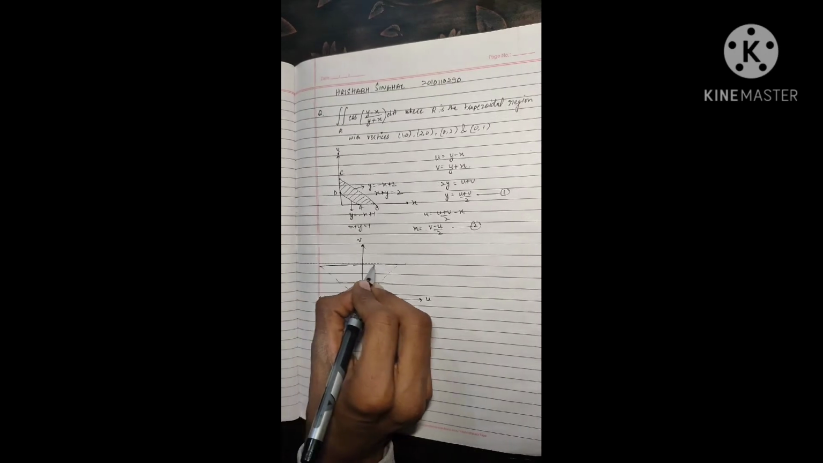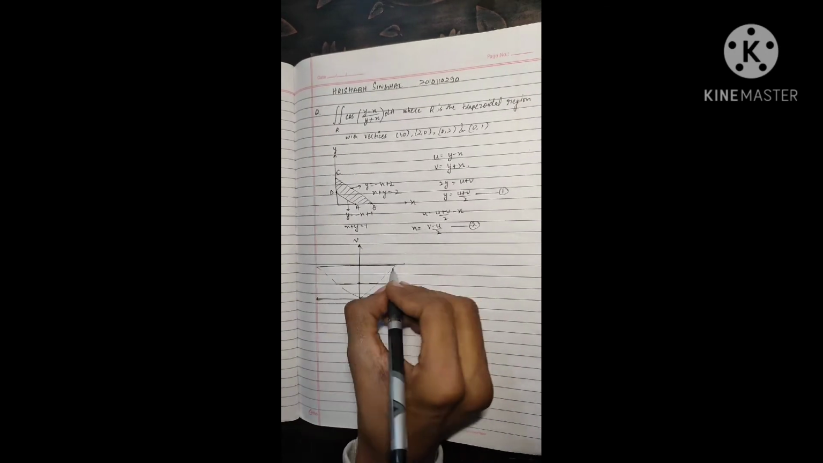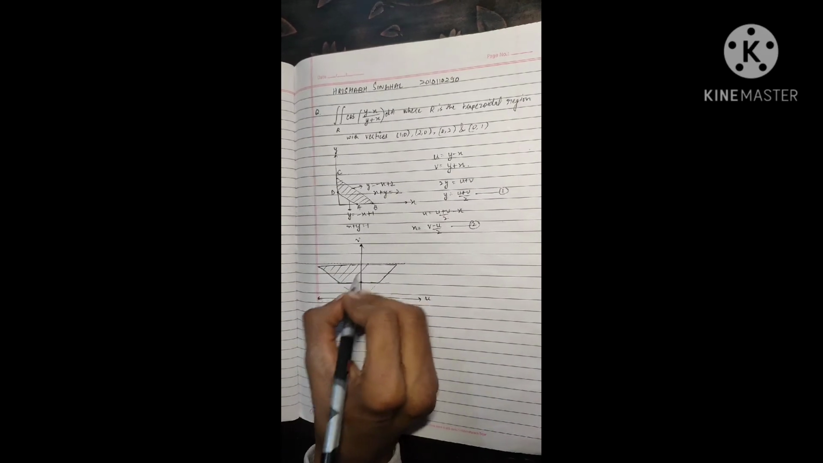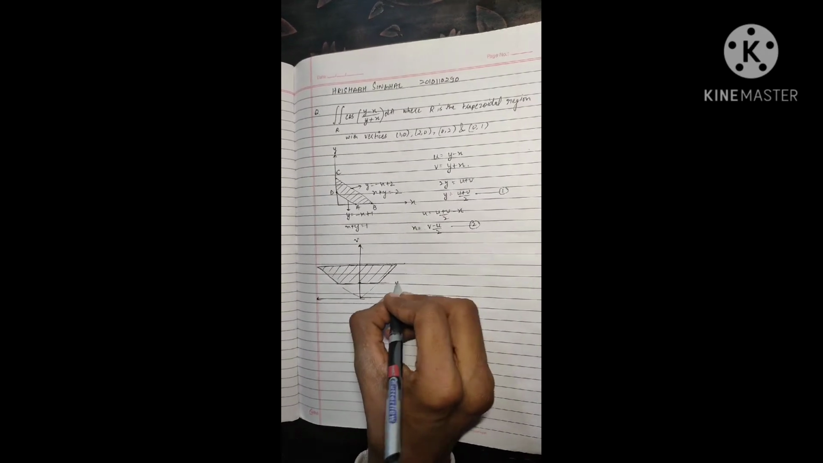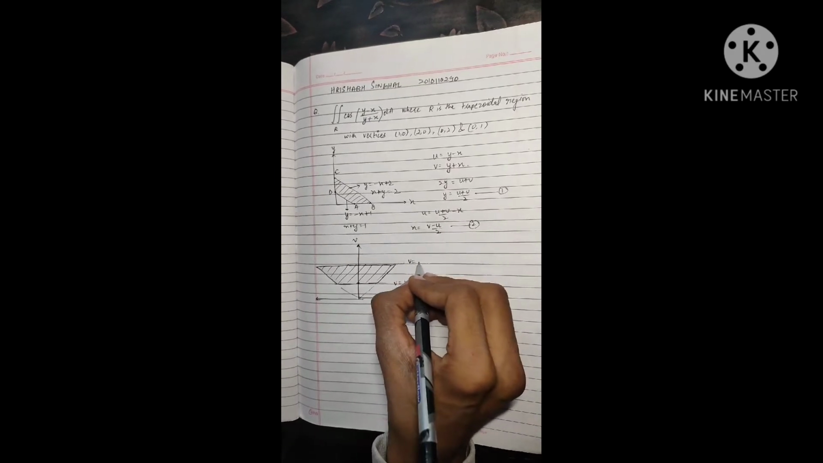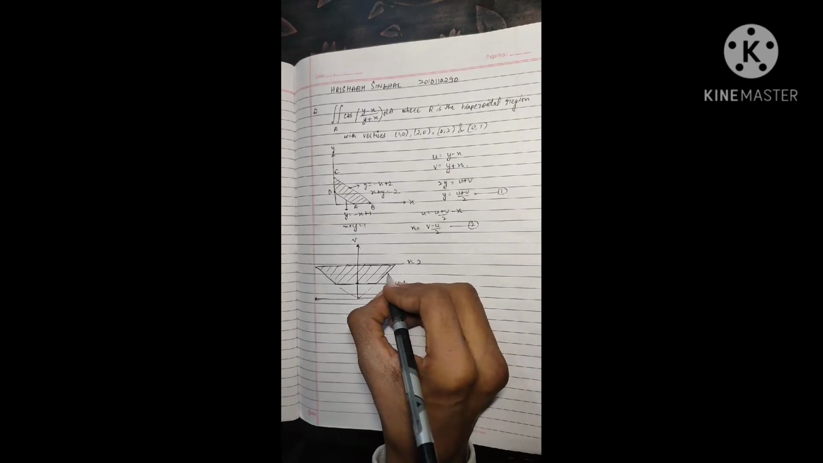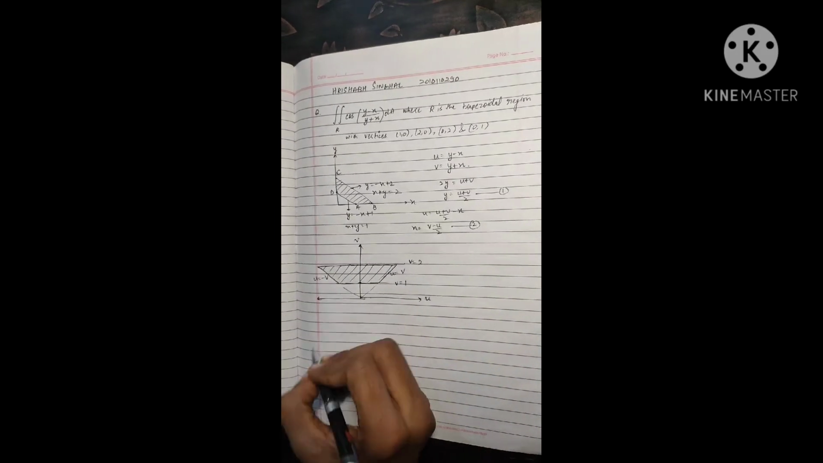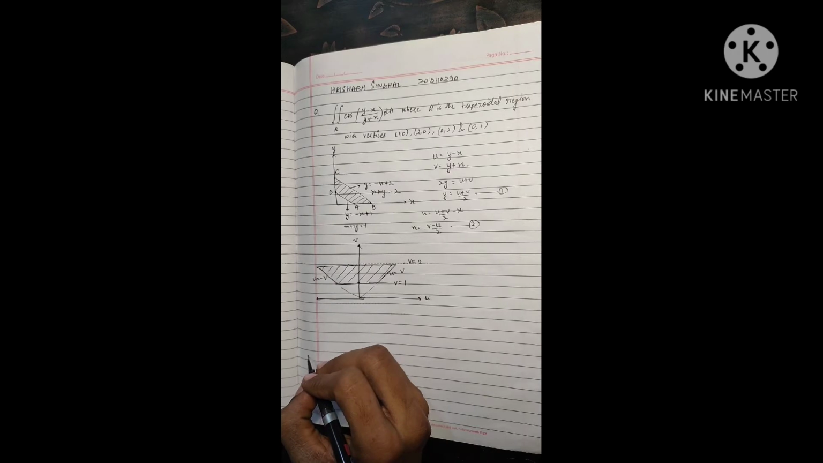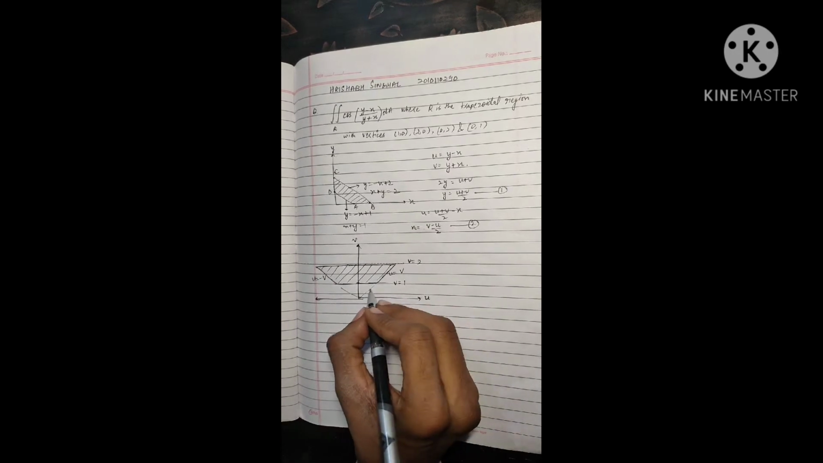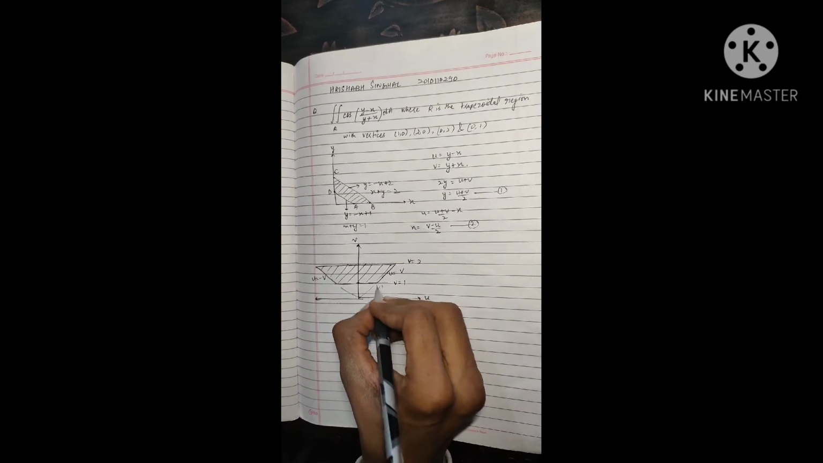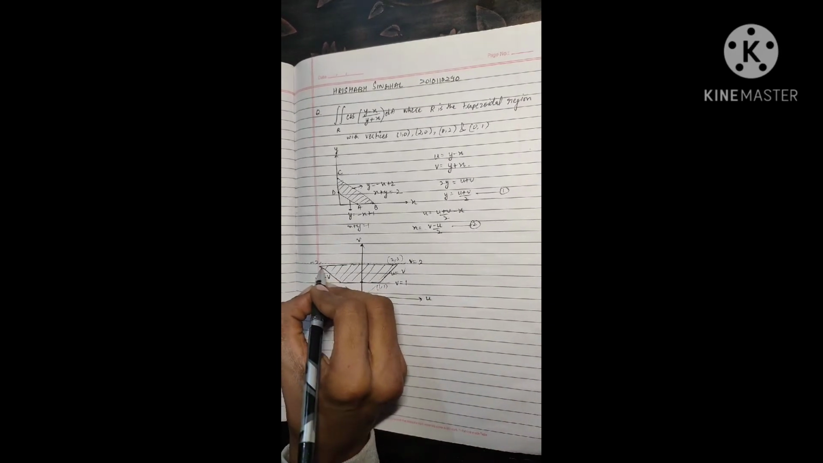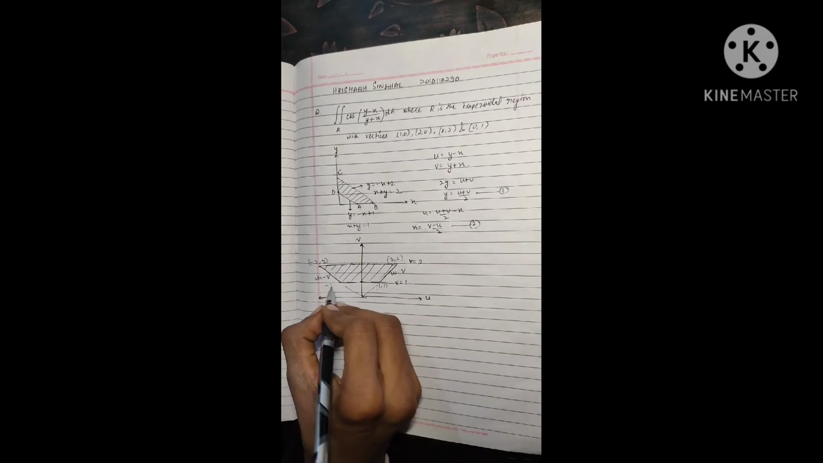So our region in the UV plane is this, where this is v equal to 1, v equal to 2, this is u equal to v, and u equal to minus v. And also we can see the coordinates. These are (1, 1), (2, 2), (minus 2, 2), and (minus 1, 1).